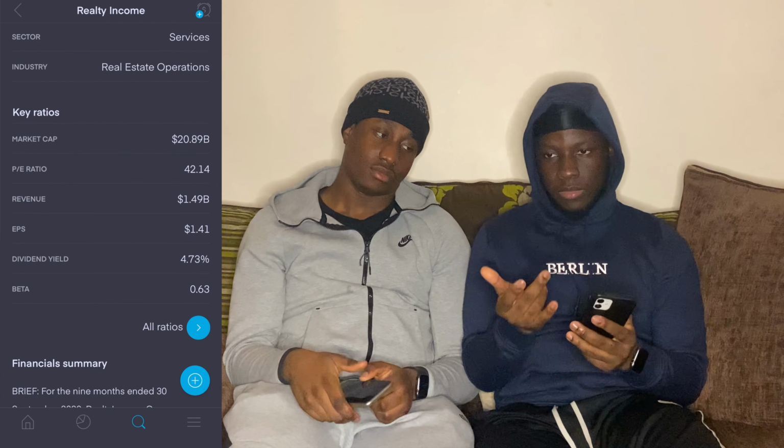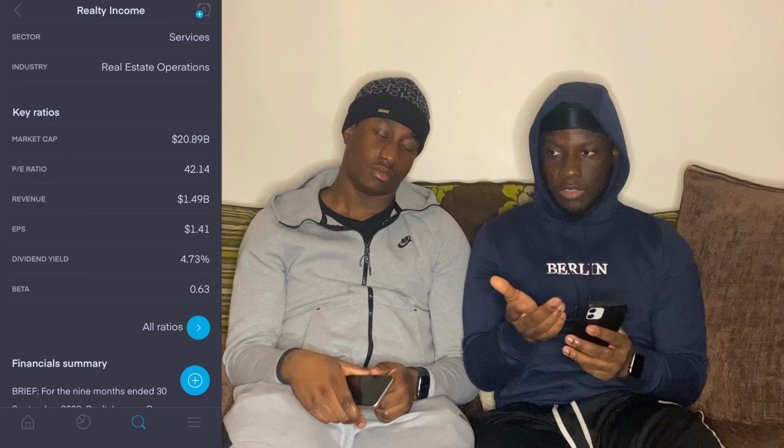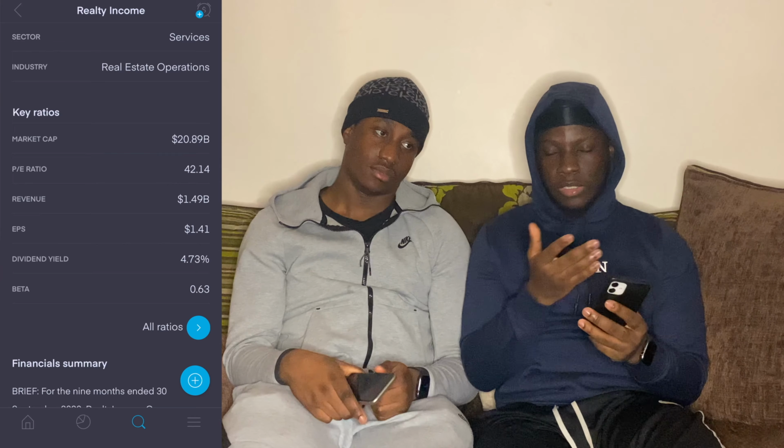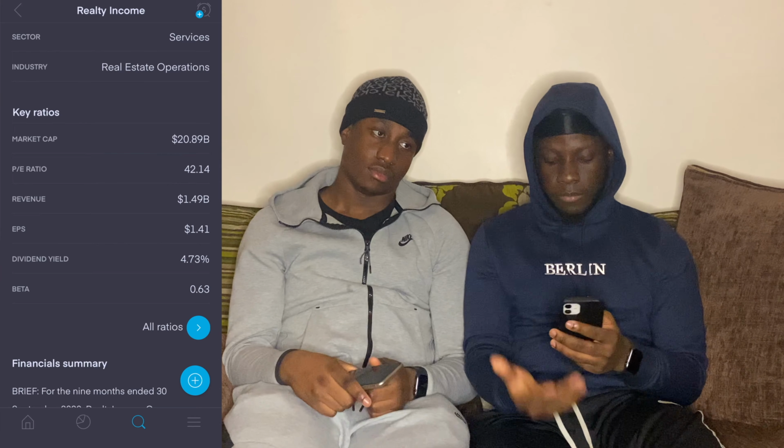The market cap is based on the company. 20 billion is obviously a lot of money compared to you and I and how much we have, but you just want to see how they're actually using the amount of money they have.